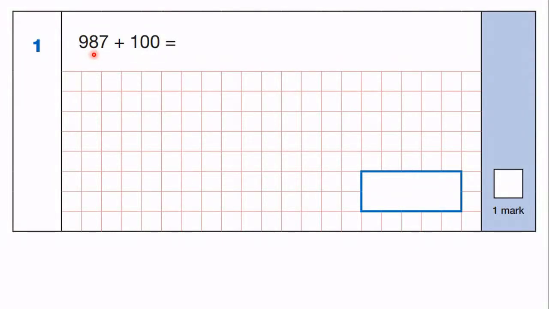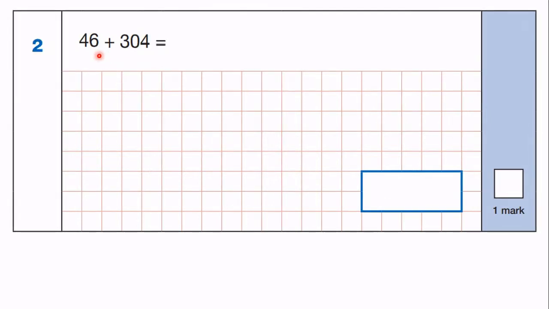Question 1. 987 plus 100. So we have 900s and we're adding 100. So our answer is 1087, because that's 10 hundreds, and then the 87 stays the same because we're not adding any tens or units.